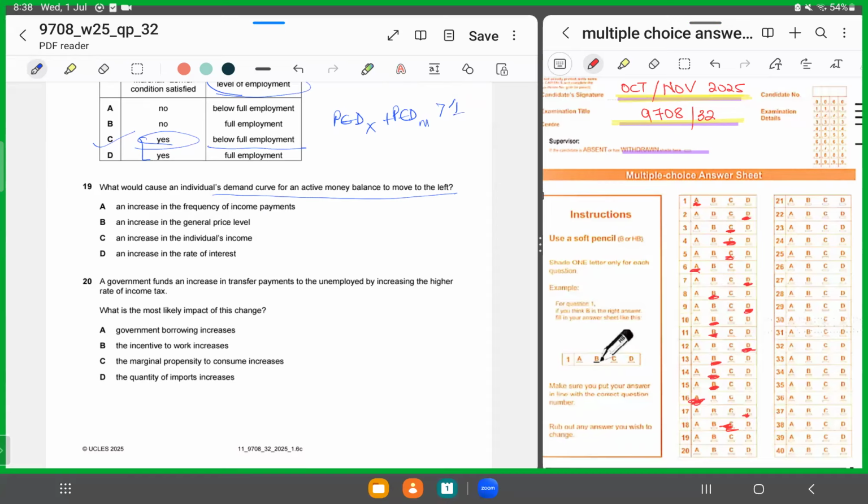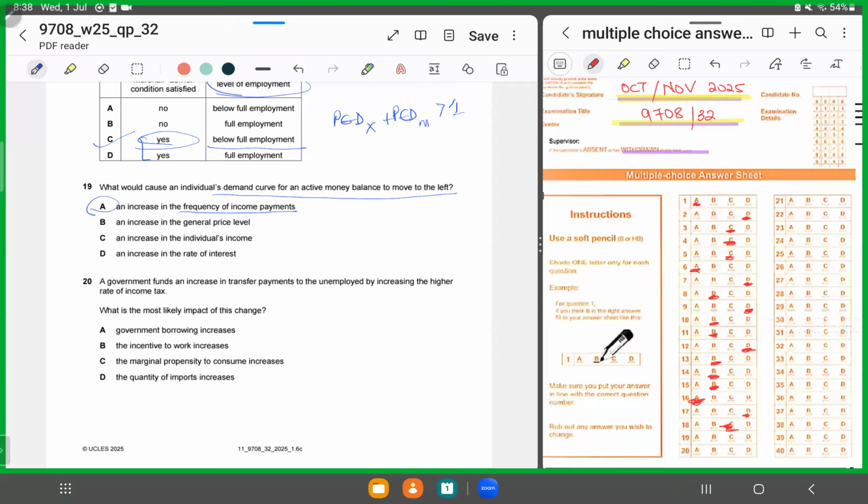A says increase in the frequency of income payments. B says increase in the general price level. C says increase in individual's income. D says increase in the rate of interest. The very first option says an increase in the frequency of income payments. So this means that the salary is being paid more frequently. So less money would be required to be held at a time, right? So it has to be A.